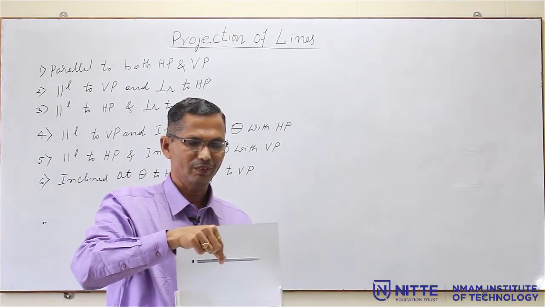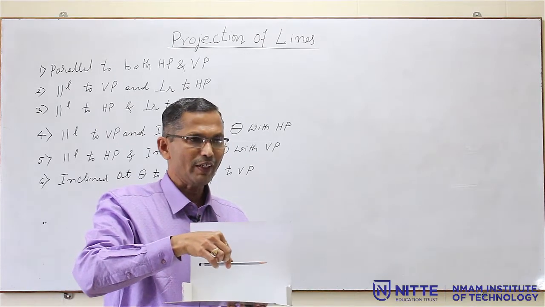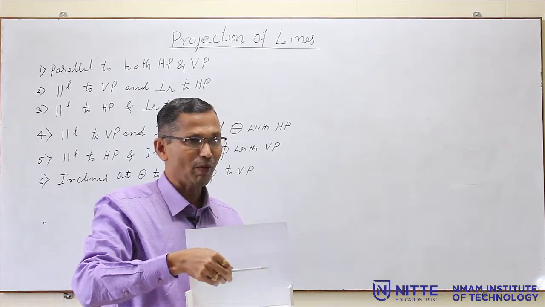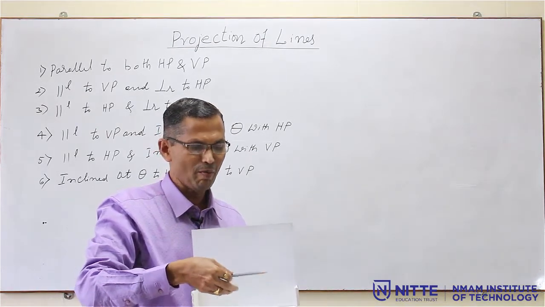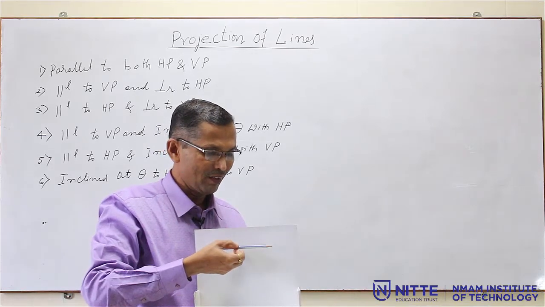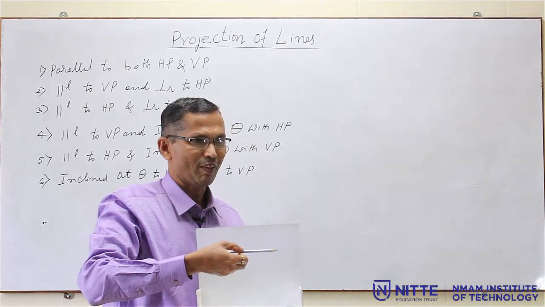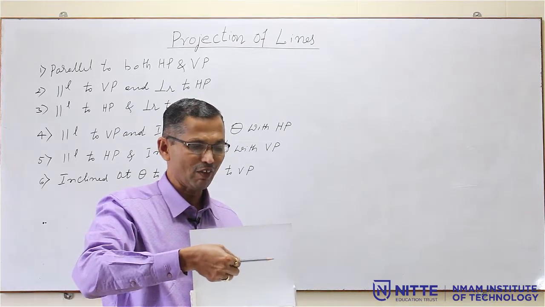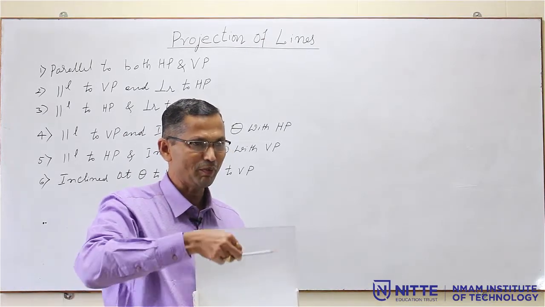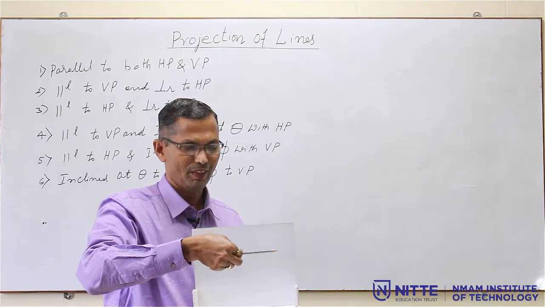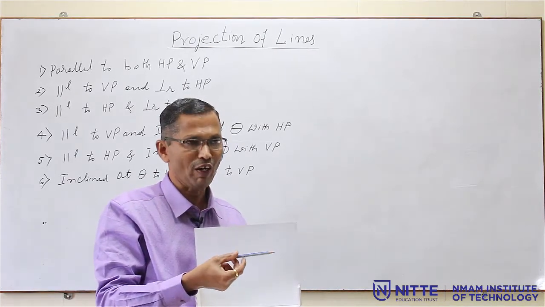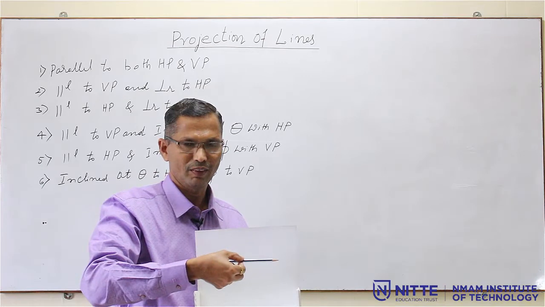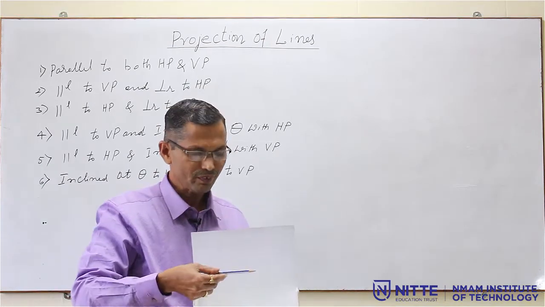This is the condition. Now, they will give the distance, how much above HP, 50 mm above HP and 40 mm in front of VP or 60 mm in front of VP, any distance can be given. In front of VP distance will be given, above HP distance will be given in the problem. Now, we have to draw its front view and top view, similarly the profile view.